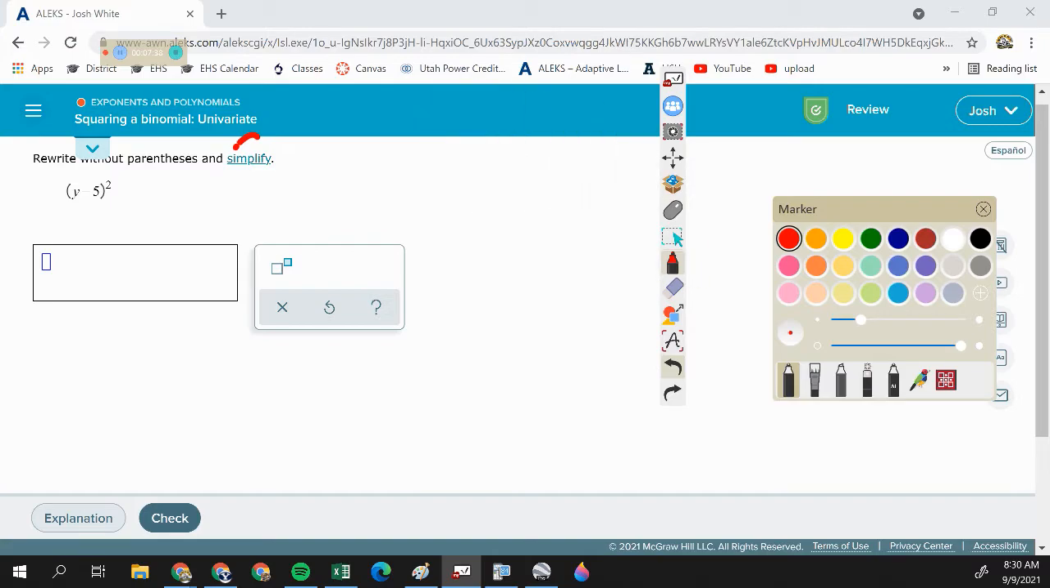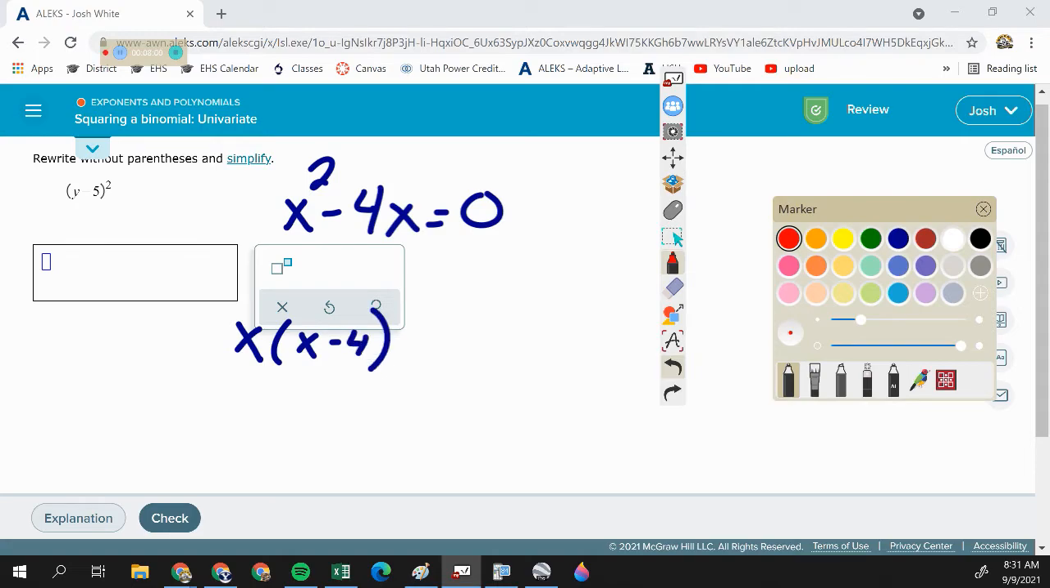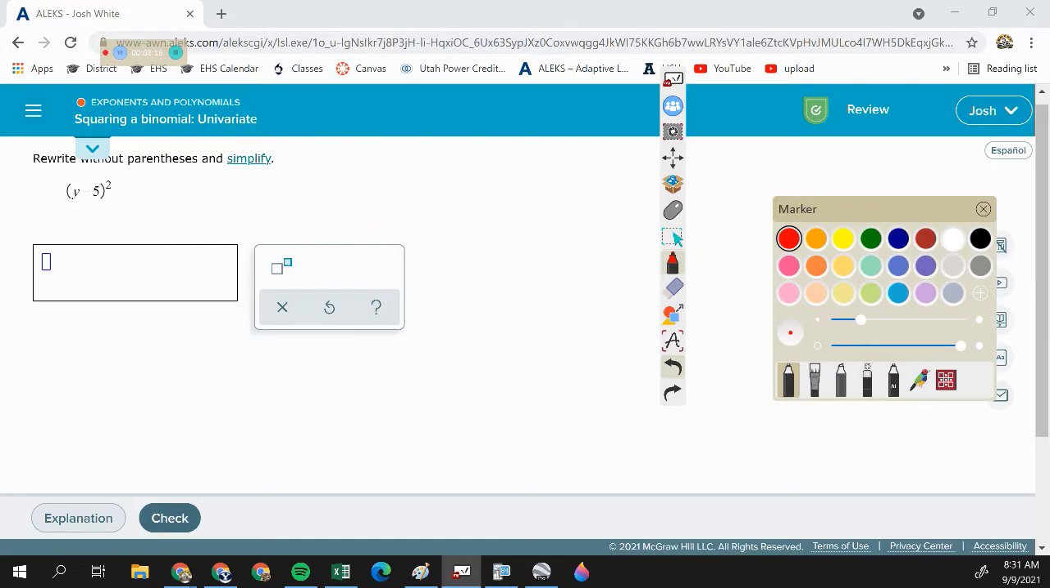All right. What if we had x squared minus 4x? How would you solve that? Well, what do they share? An x. So we pull out an x and we have an x minus 4. So we set each of those equal to 0. x would be 4 and 0. Okay.